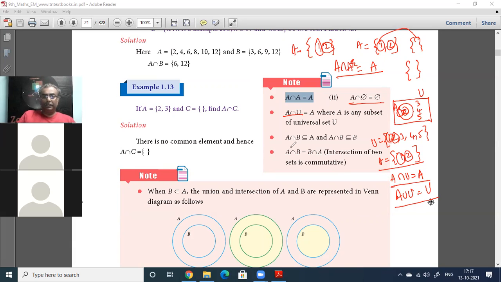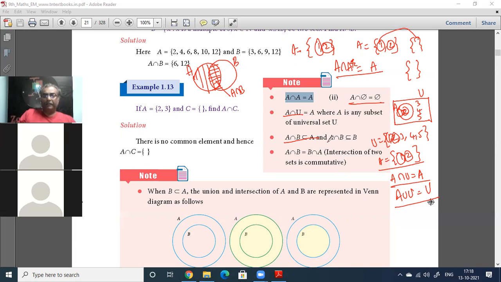Then A intersection B is a subset of A. Let us take A and let us take B. And this is A intersection B. This part is A intersection B. This is A. This is B. This is A intersection B. It will be a subset of A. What is A? A is this whole thing. So A intersection B is the smaller thing. It will always be a subset of A.